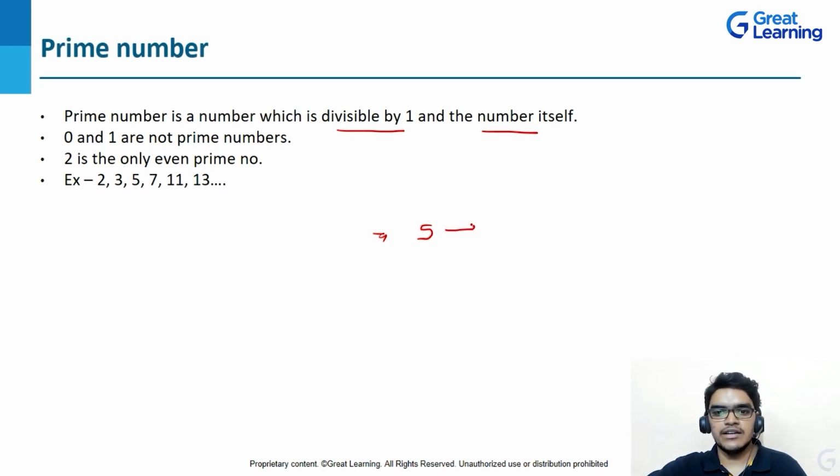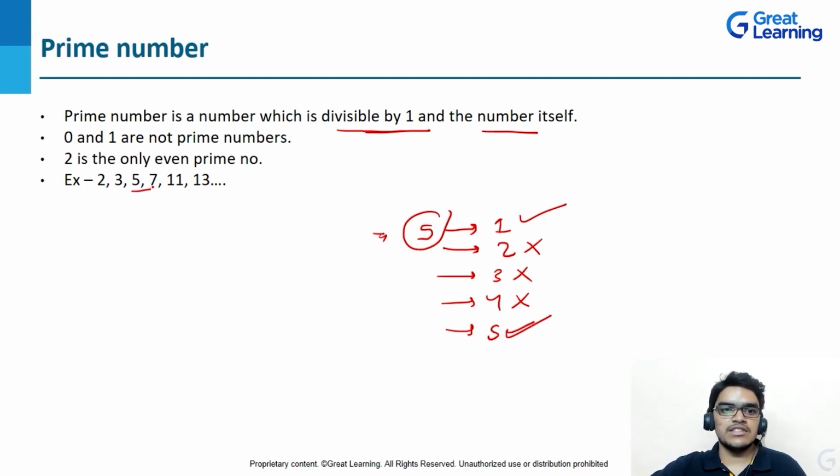So if you divide 5 by 1, it is divisible, right? If you divide by 2, will it be divisible? No. By 3? No. By 4? You can't divide 5 by 4. And if you divide by 5, yeah, it will be divisible. So here you can see in the definition that a prime number is divisible by 1 and the number itself. So 5 is divisible by 1 and the number itself. So this is a prime number. This is the example of 5.